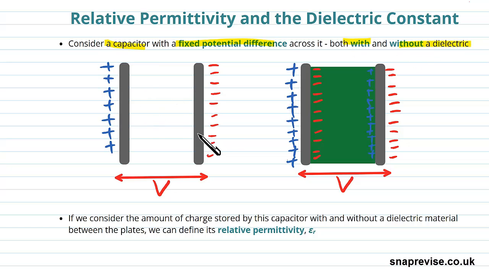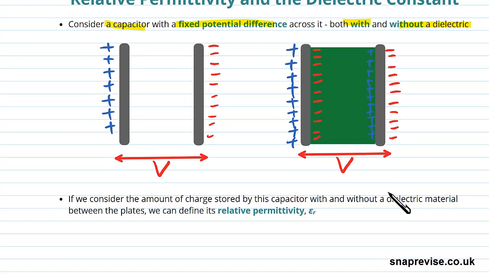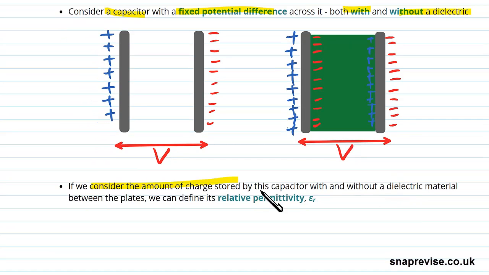So here we have without a dielectric, so we've just got empty space between our plates, and here we've got with a dielectric, and we see we've got that negative and positive charge over the surfaces of the plate, which is going to attract more charge onto these plates, as we were talking about in our previous video. So we consider the amount of charge stored by this capacitor with or without a dielectric material between the plates. We can define its relative permittivity, and this is really what's going to capture how much of a difference having a dielectric makes to the amount of charge you've got.